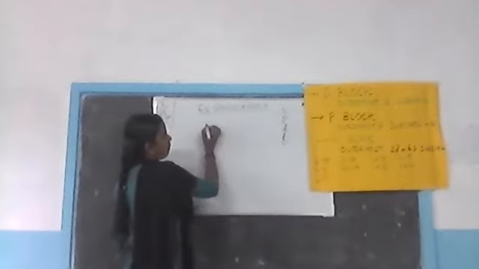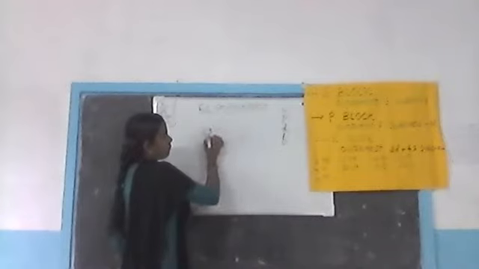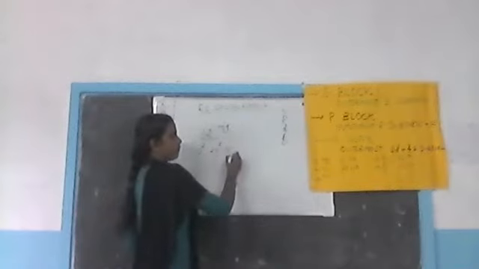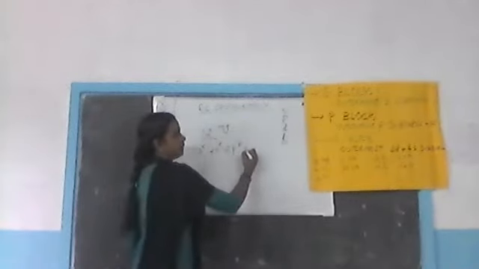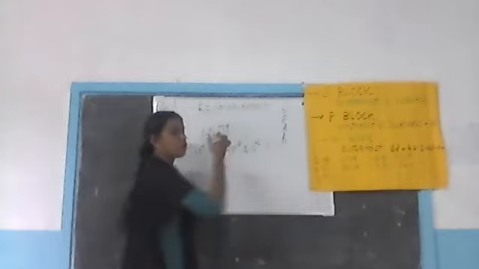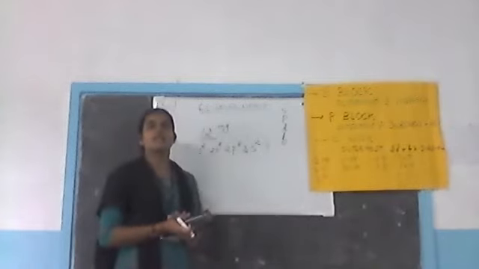First, for example, I am taking the magnesium element. What is the atomic number of magnesium? 12, isn't it? So how can you write the electronic configuration of magnesium? Atomic number is 12, so 1s2, 2s2, 2p6, then 3s2, isn't it? So 6 plus 2, 8, 8 plus 2, 10, 10 plus 2, 12. So this is the subshell configuration for the magnesium element.